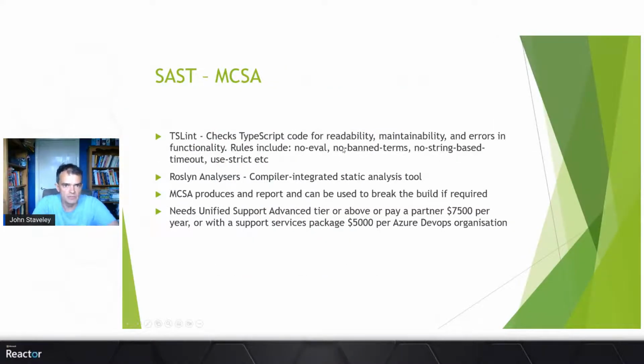So MCSA comes with a lot of other checks. TSLint, which checks TypeScript for readability and maintainability. It checks you've not used eval or banned terms or string-based timeouts, and you've enforced use strict. It also has Roslyn analyzers, so security tests you're running in the IDE can also be run on the server. And it produces a nice report you can use to break the build if required. You need Unified Support Advanced tier. I don't know what that is, but apparently you can buy that as an organization, which is $5,000 per Azure DevOps organization.